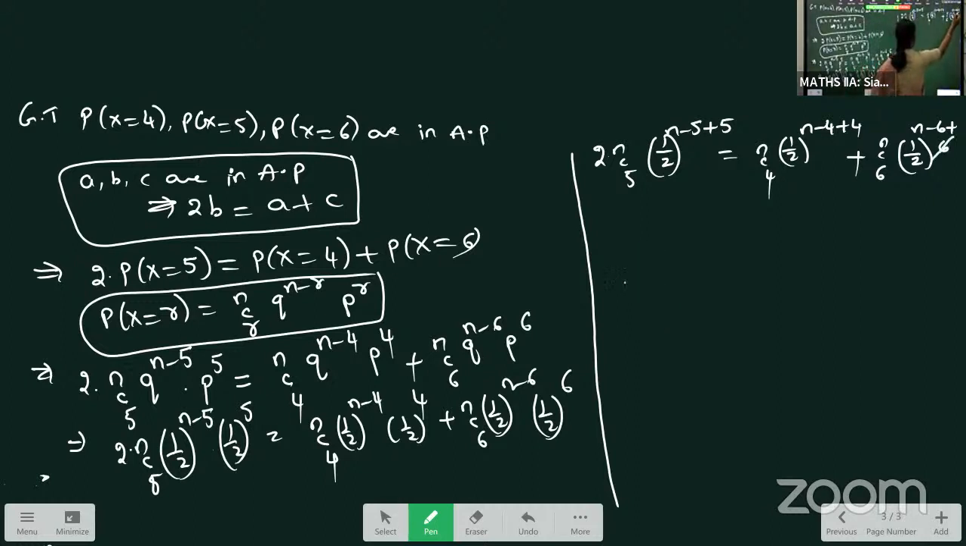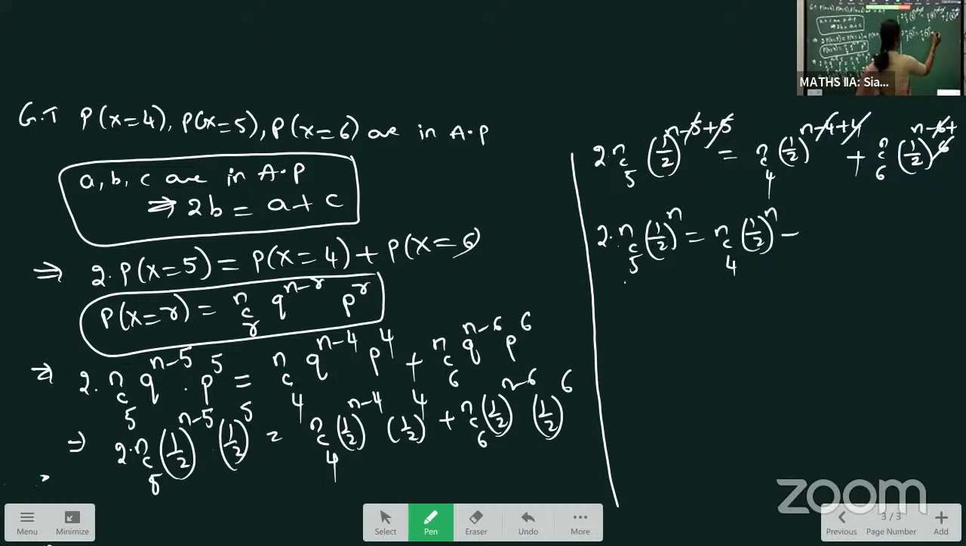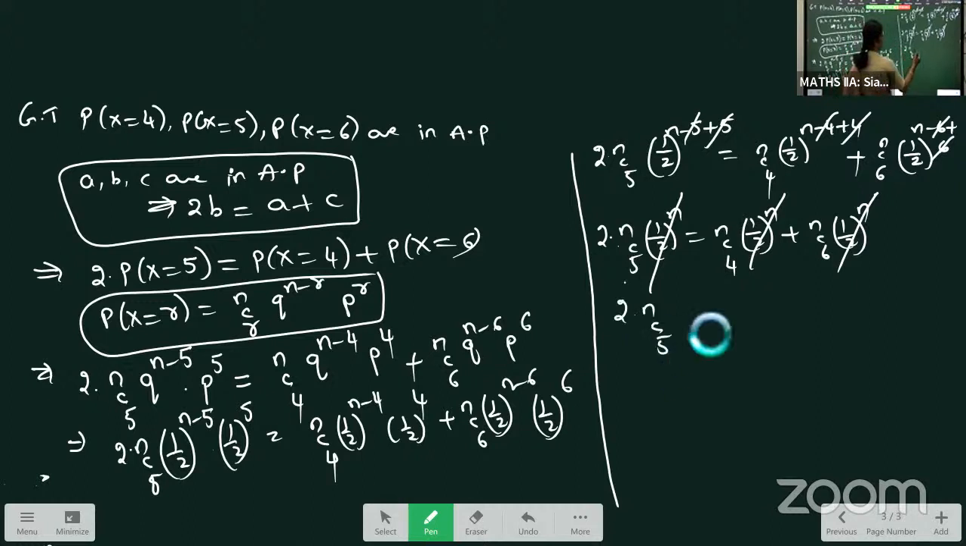So 6 and 6 cancel, 4 and 4 cancel, 5 and 5 cancel. Left out is 2 times nC5 (1/2)^n equals nC4 (1/2)^n plus nC6 (1/2)^n. Again, on both sides take (1/2)^n common and cancel. So left out 2 into nC5 equals nC4 plus nC6.